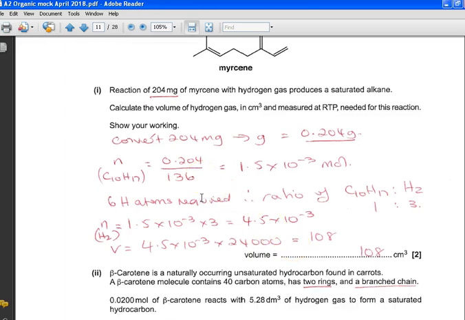So this is not a difficult calculation at all, unless you don't know how to convert milligrams to grams, which I think some of you got stuck with. And secondly, remembering all the different mole equations, which one is relevant here. Room temperature and pressure, you don't need to use the ideal gas equation. Okay.